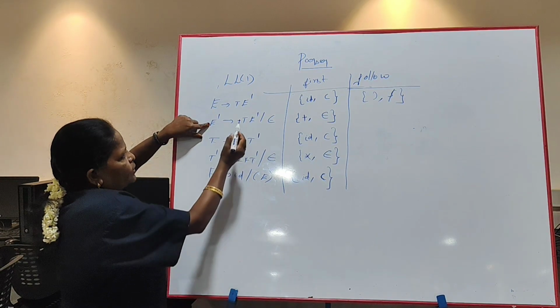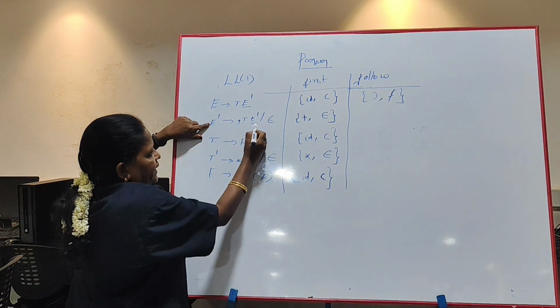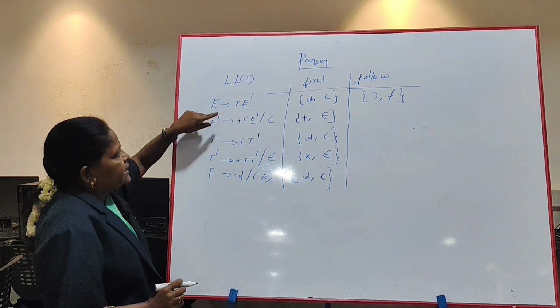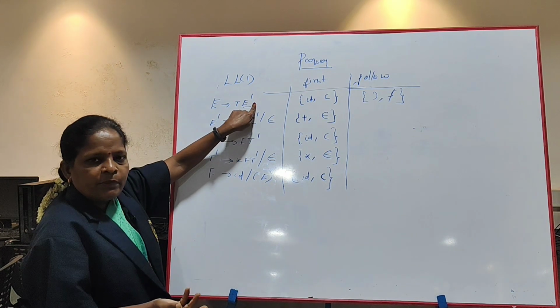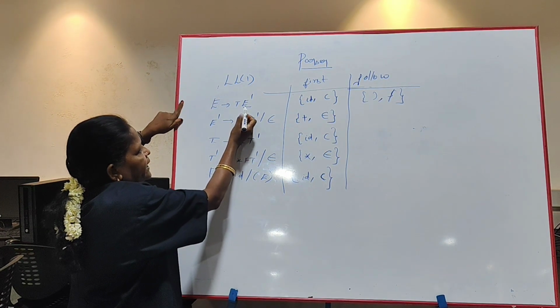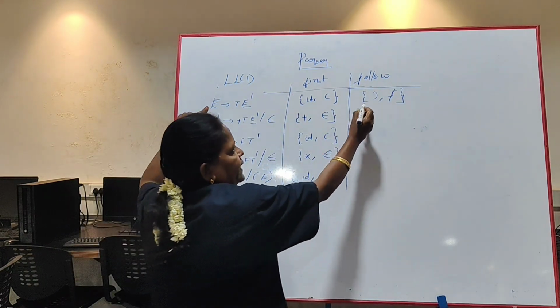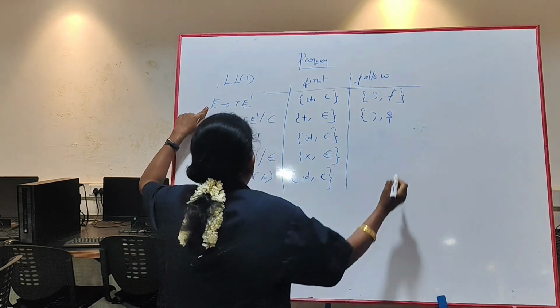Follow of E dash equal to what? Here, wherever we have E dash, I have E dash here. Anywhere else? No. Only I have E dash here. Follow of E dash is nothing but what? After E dash, nothing will appear. So, follow of E dash equal to follow of E. Follow of E already I have what? Closing bracket as well as dollar. I should write closing bracket as well as dollar.